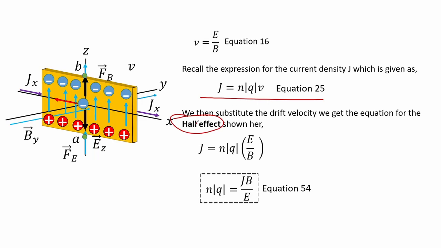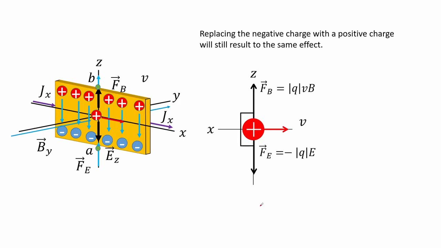Typically the charge used here is the electron, but we set this to absolute value, thus this equation is usable for both positive and negative charges. Replacing the negative charge with a positive charge will still result in the same effect as shown here, which makes the calculations obtained earlier useful for positive charges also.